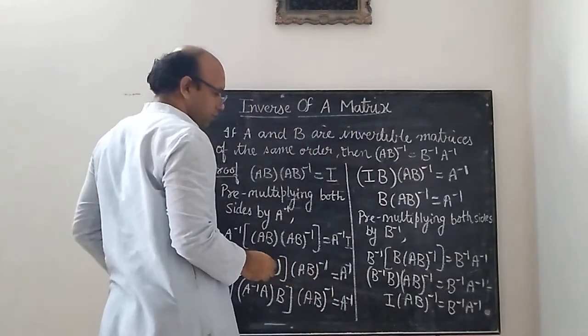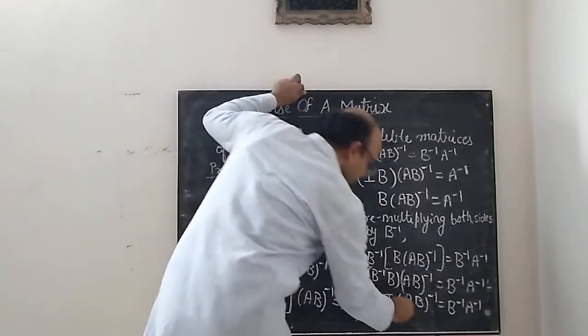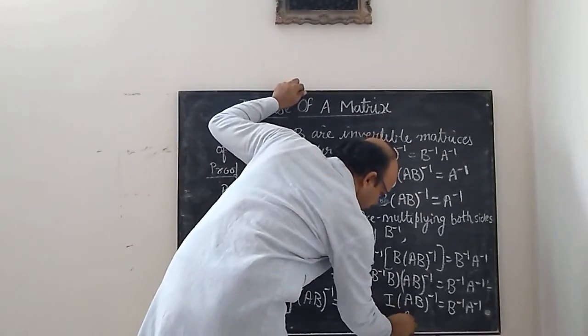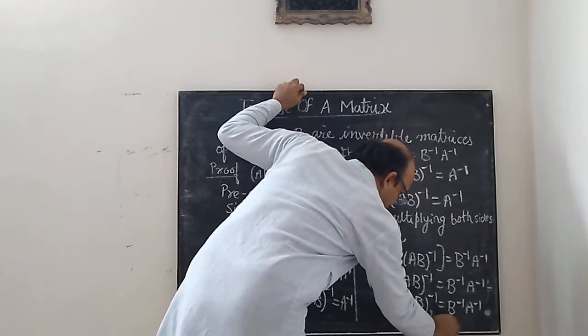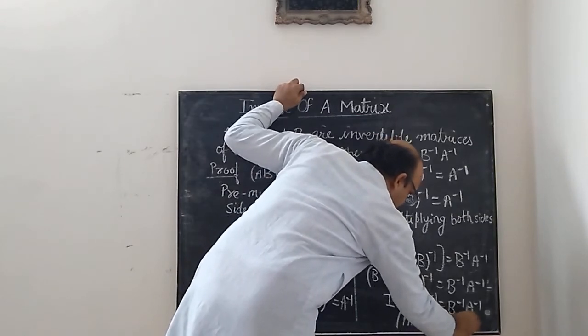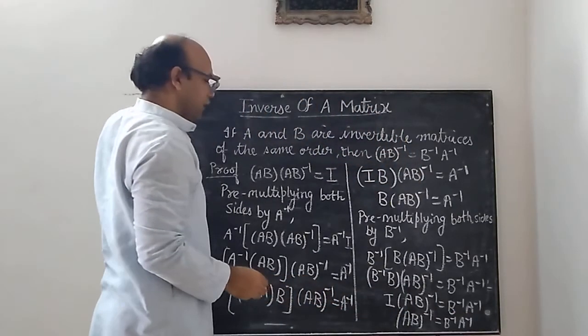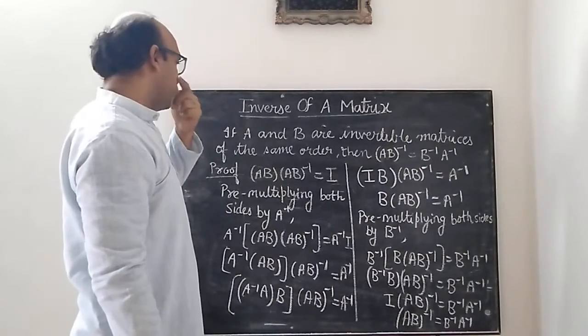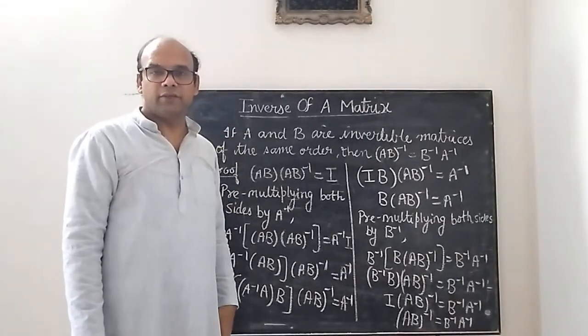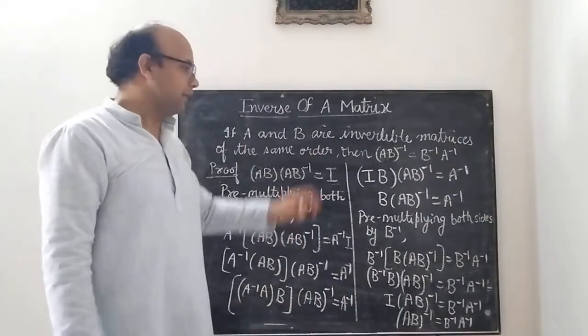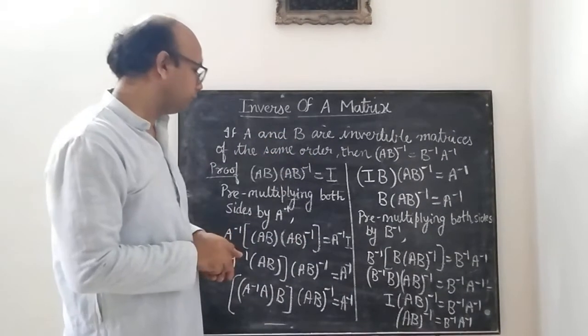Now the identity matrix multiplied by AB inverse will give you AB whole inverse is equal to B inverse into A inverse, and hence the result that AB whole inverse is actually equal to B inverse into A inverse. That is how we will be proving this result.